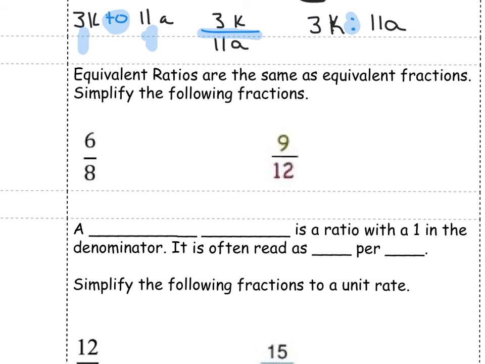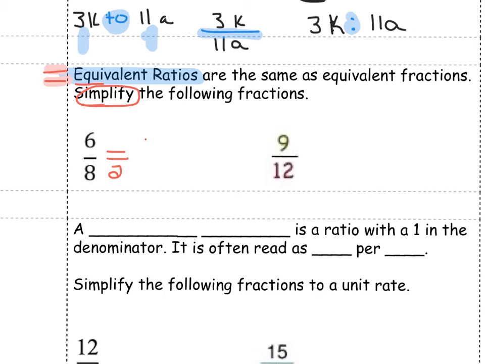Okay, we also want to talk about equivalent ratios. If something is equivalent, it means that they are equal. So equivalent means equal. Equivalent ratios are the same as equivalent fractions. So one way we can find if they're equivalent is to simplify. So to simplify, we have to find the number that goes into both. So in this case, 2 goes into both the 6 and the 8.